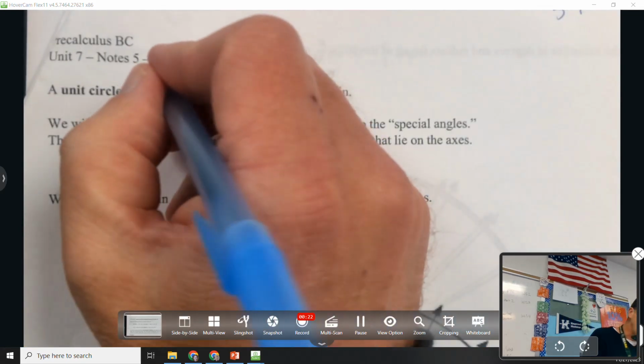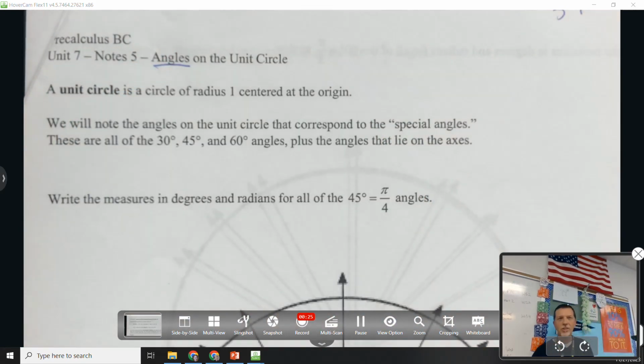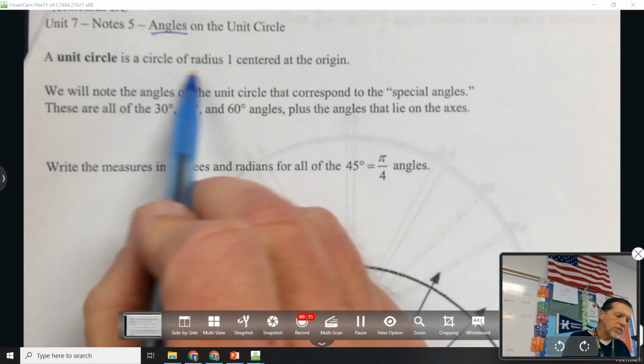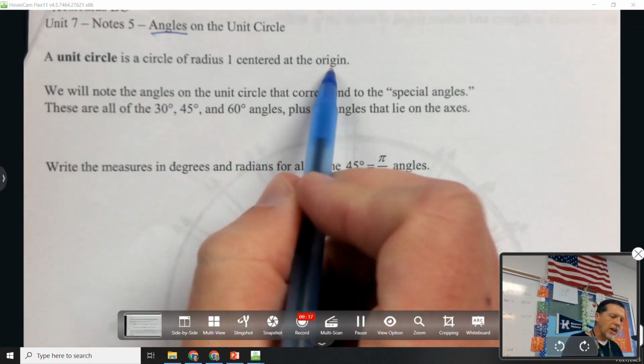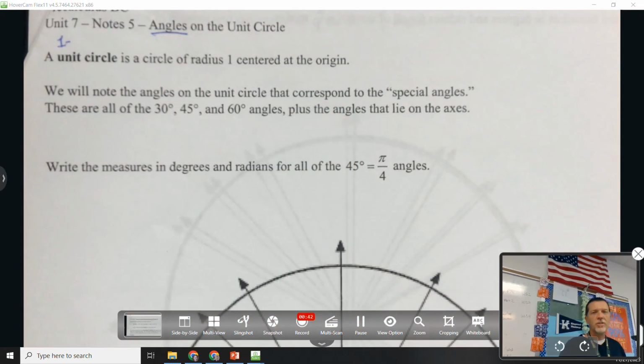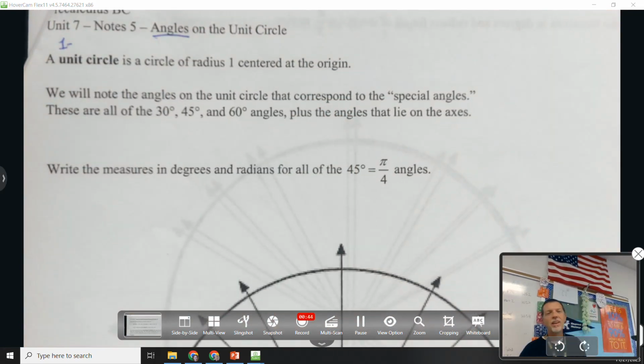So today is angles on the unit circle. We've kind of done this, so this should be mostly review, and it should go quick. We'll see. A unit circle is a circle of radius 1 centered at the origin. It's called the unit circle because the unit is 1. The radius is 1.